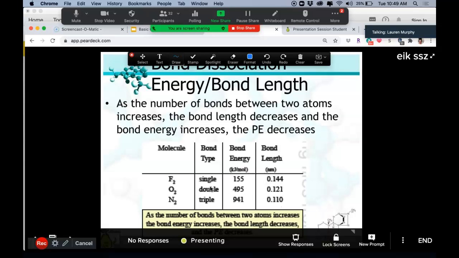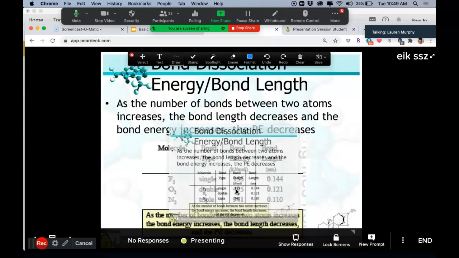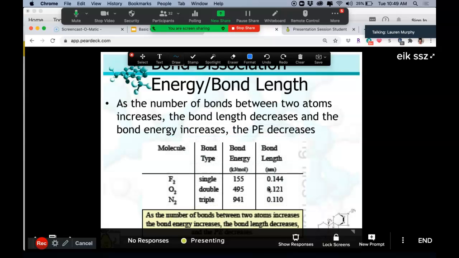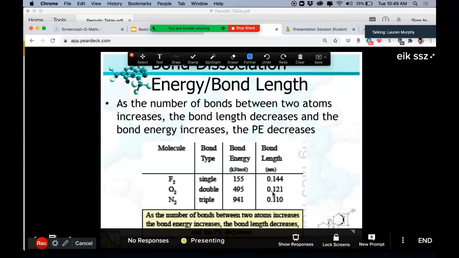O2, which we drew earlier, has a double bond. This is how much energy is stored in the bond, meaning you'd have to put in this much energy to break the double bond. Higher energy, takes more energy to break, and they're closer together, which is part of the reason they take more energy to break. There's a stronger force of attraction if those electrons are closer to the nuclei of the atoms.